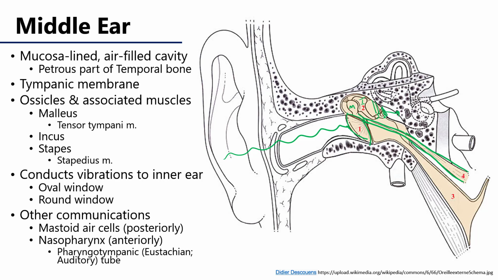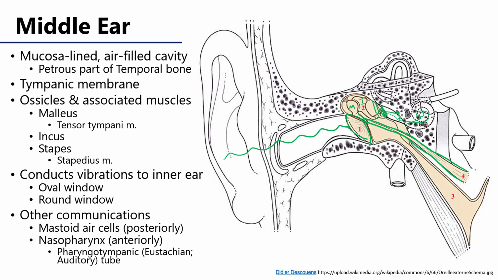So that sound vibration conducted by the footplate of the stapes is at the oval window, and it vibrates fluid within the membranous portion of the cochlea here, and that is actually going to come back to a round window because the fluid is incompressible, and so that allows the fluid within the cochlea to move.